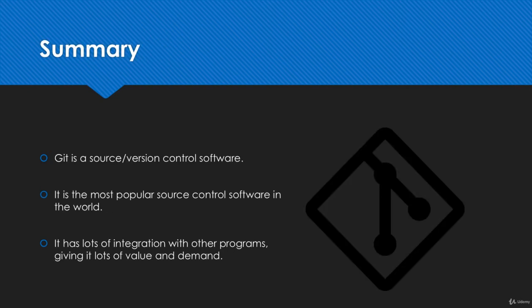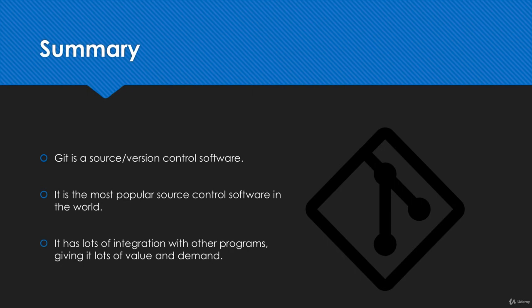So I'm just going to have a quick summary before we go off. Git is just a source or version control software, just one of many out there. But we're using it because it's the most popular and most supported source control software in the world, as well as having lots of integration. So I hope this video gave you a little bit of insight into what source control is, what Git is, and why, most importantly, we're using Git.